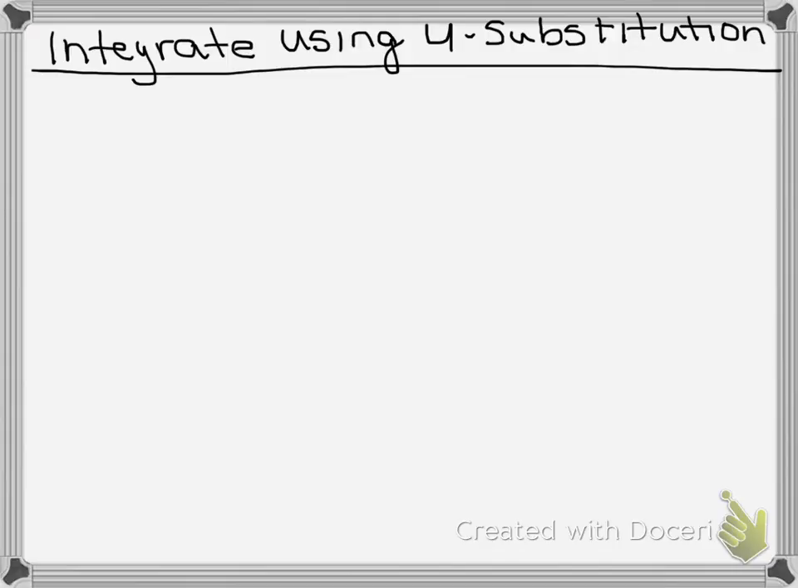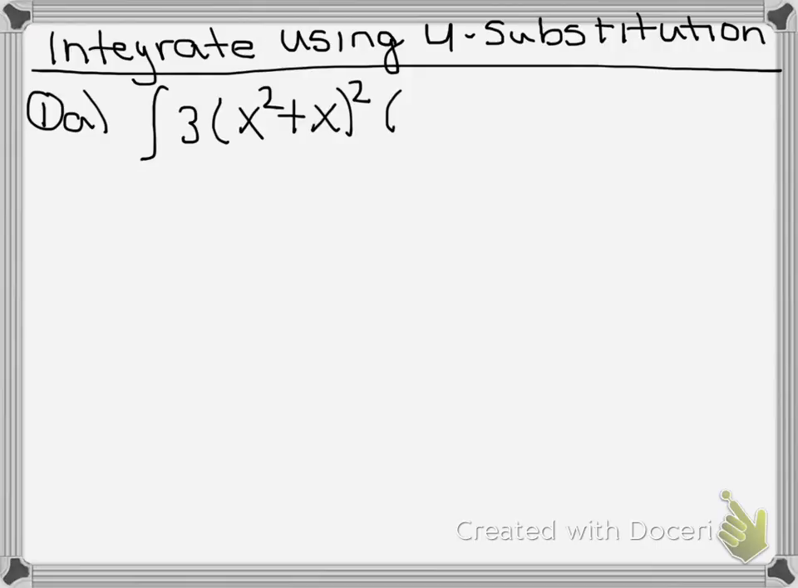So, integration with U substitution. We're going to start with example 1, and we're going to do it 2 different ways. So 1A, integrate 3 times the quantity x squared plus x, quantity squared, times 2x plus 1 dx. If I gave you this problem on your quiz tomorrow, what would be your method of solving it? You should be thinking to yourself, expand it. Okay, so we can expand it.